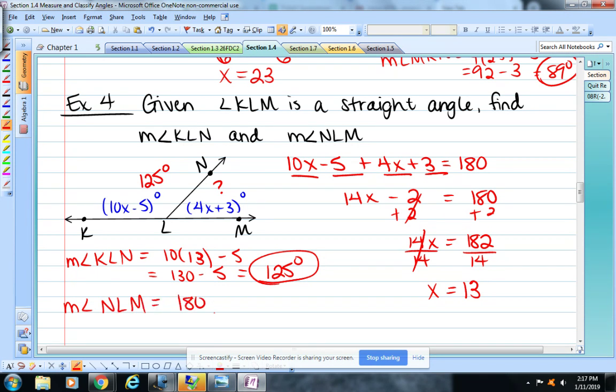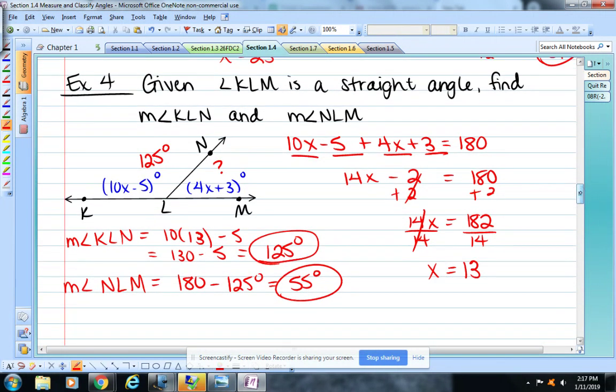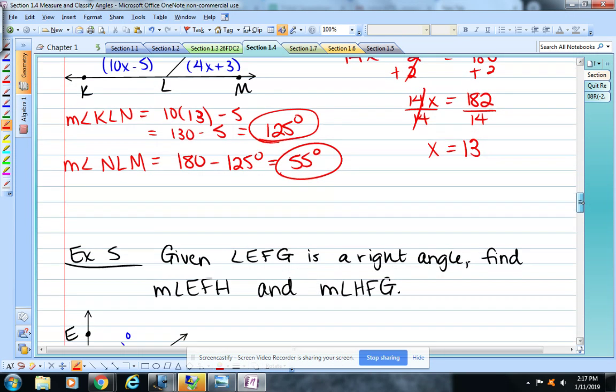So the quick way, I think, is 180 degrees minus 125 degrees, which is how much, Trey? 55 degrees. Or I can check it: 4 times 13 is 52 plus 3 is also 55. Okay? So any way you do that. If you know the big angle and you know one little angle, you know the other one. If I subtract the big one minus the little one I already got, that gives me the other little one. Good job. That's the good thing about geometry, a lot of times there's more than one way to do it.